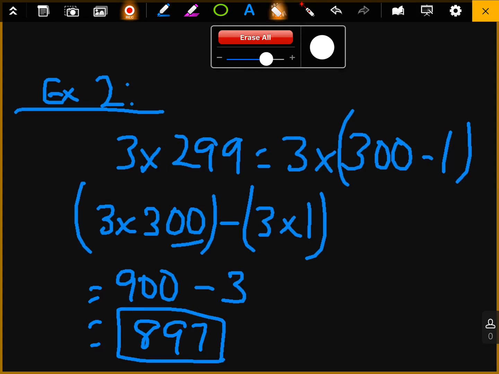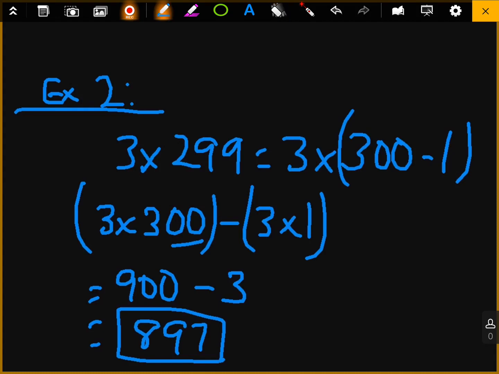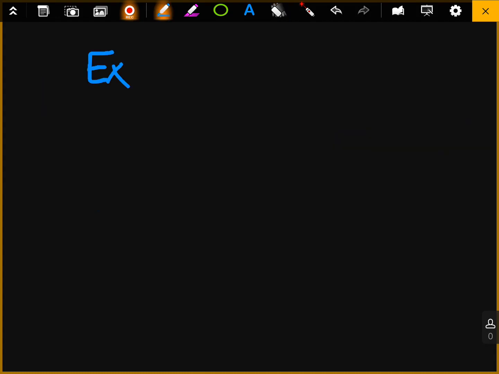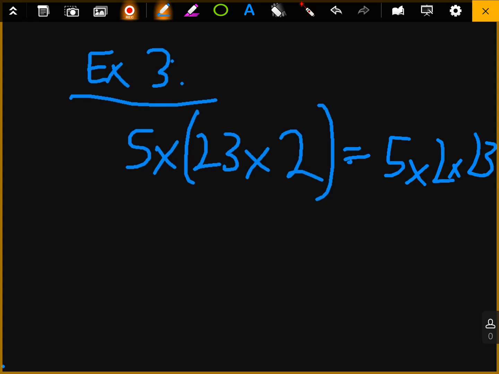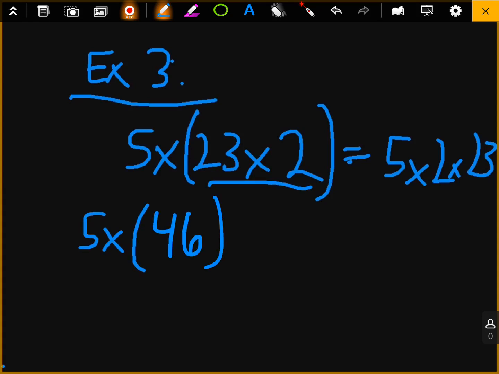We can also use associative property. So I'm going to give you this example. If I have 5 times 23 times 2, I might want to break that down into smaller numbers. Say, oh, you know what? I need to solve this before I solve the others. Or you might want to even just say, hey, I'm going to use commutative property and switch it around. Do 5 times 2 times 23. Well, I'm going to do this one first because I know 23 times 2 is 46. So now I got 5 times 46.